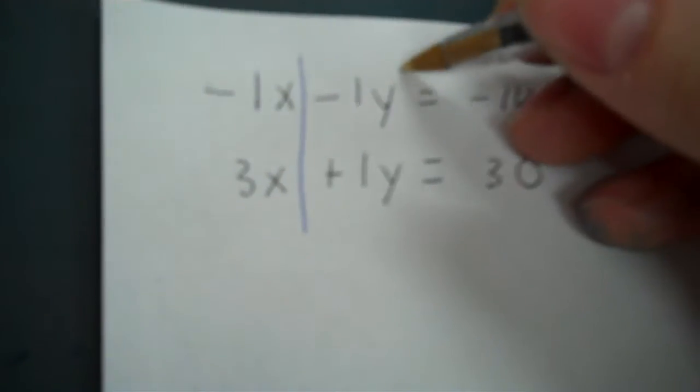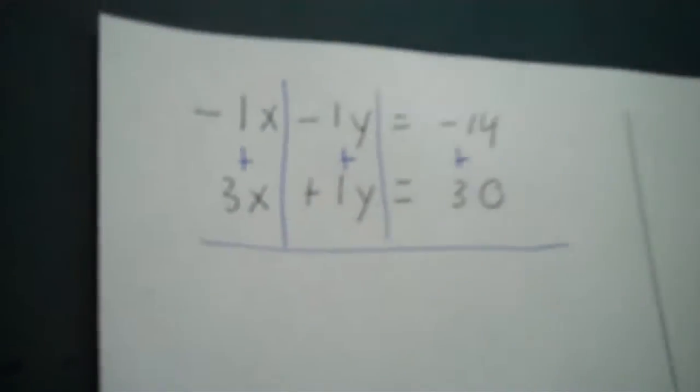Okay, this assignment has a mixture of problems where adding works and problems where you have to subtract. So you have negative 1x minus 1y equals negative 14, and 3x plus 1y equals 30. So you're going to draw your columns.